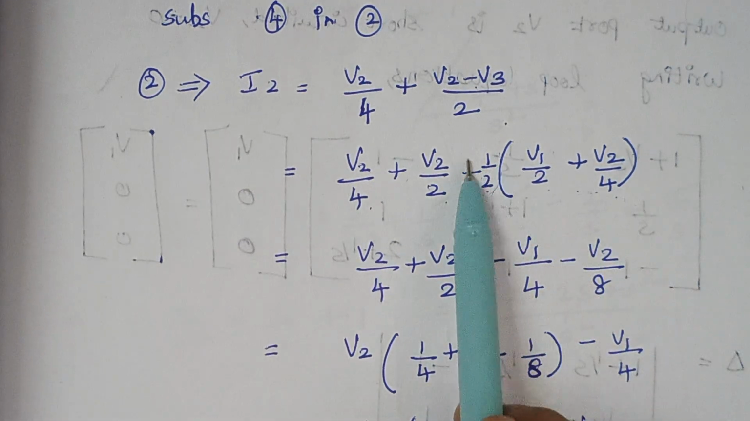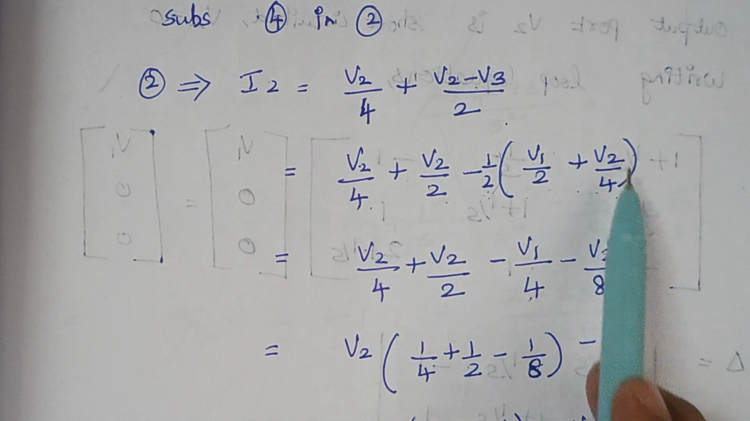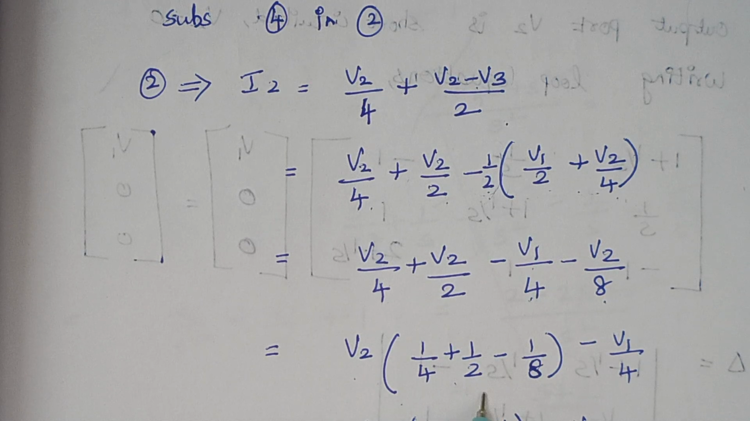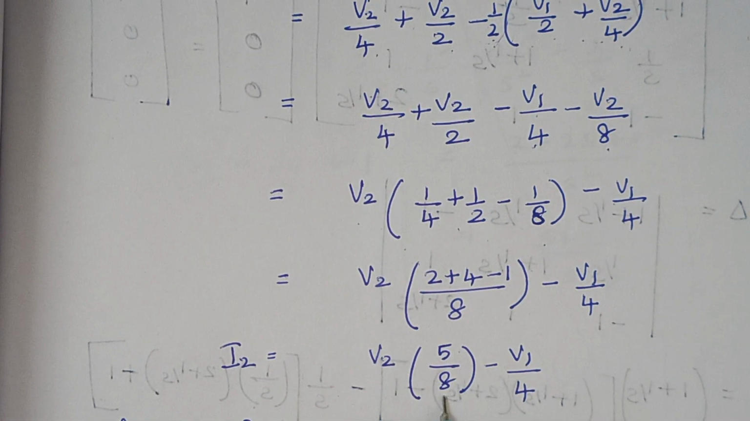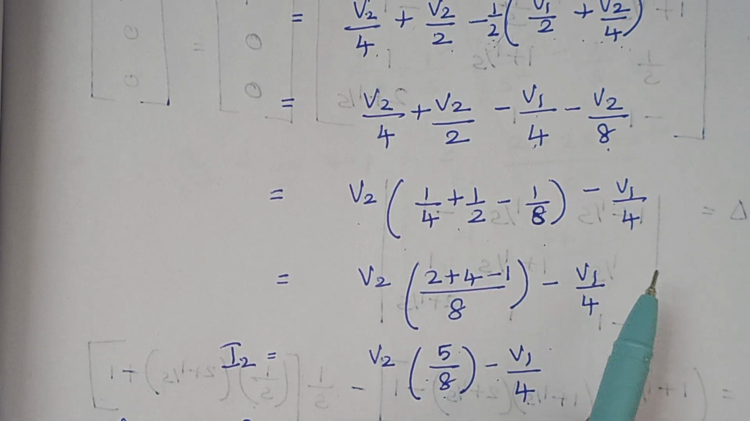Now I am going to multiply these terms with this minus 1 by 2. So here it becomes minus V1 by 4 and minus V2 by 8. Now I am combining all the V2 terms together. When you combine here, we have 1 by 4 plus 1 by 2 minus 1 by 8, minus V1 by 4. Once you solve, we get the answer V2 into 5 by 8 minus V1 by 4. Now again we are going to compare this equation with our standard one. Here in this case, I believe you know how to take LCM. So be careful while doing this. This is a simple calculation.